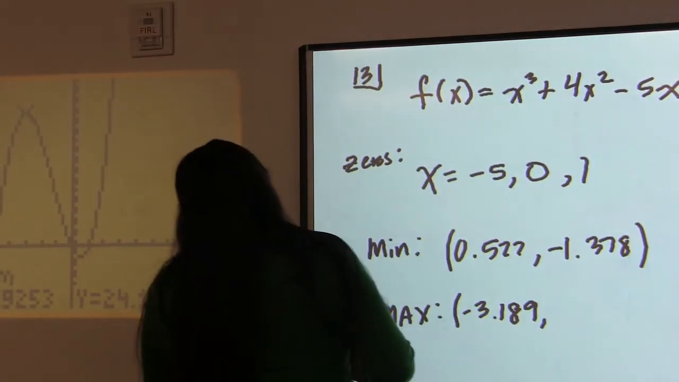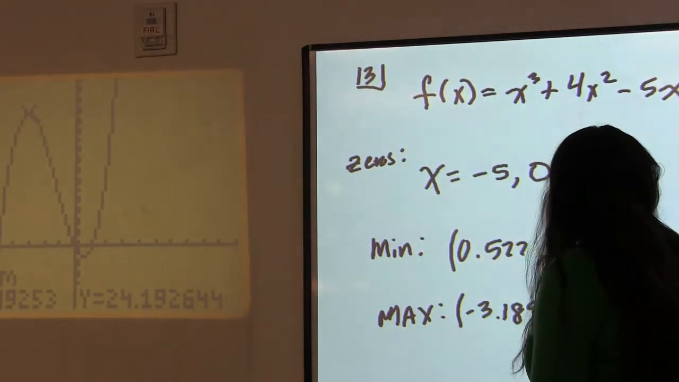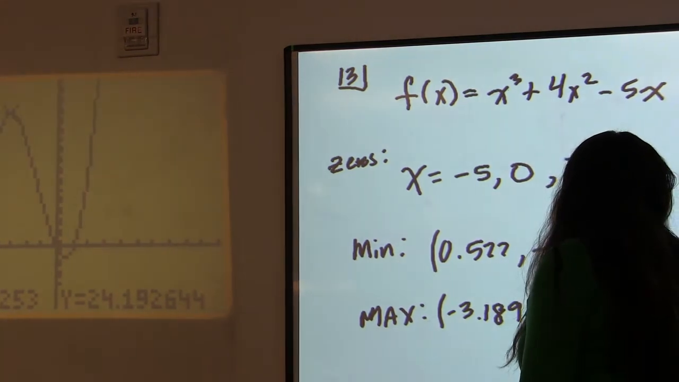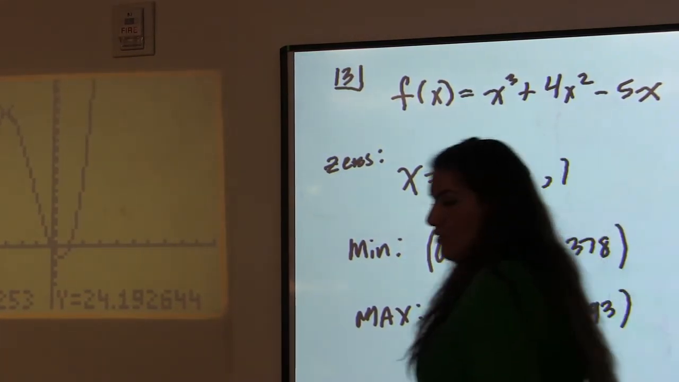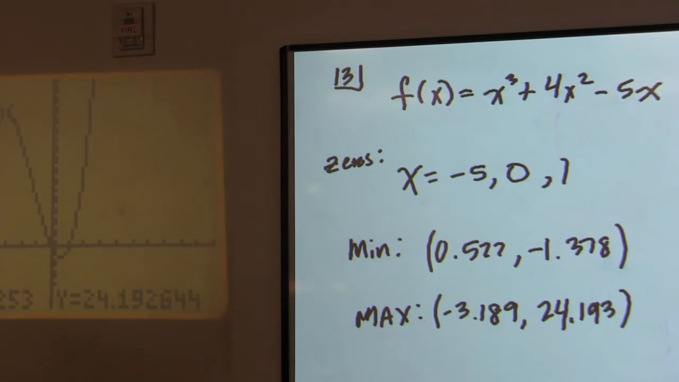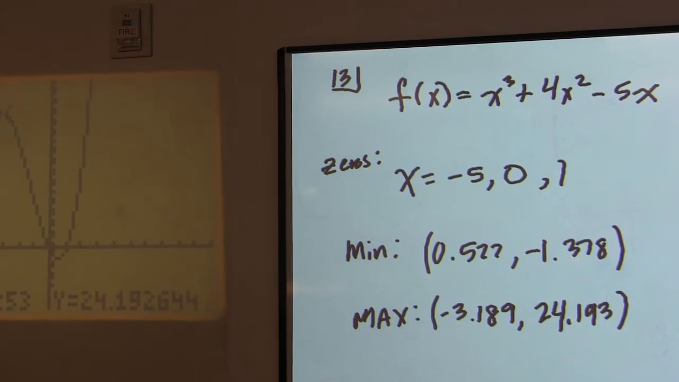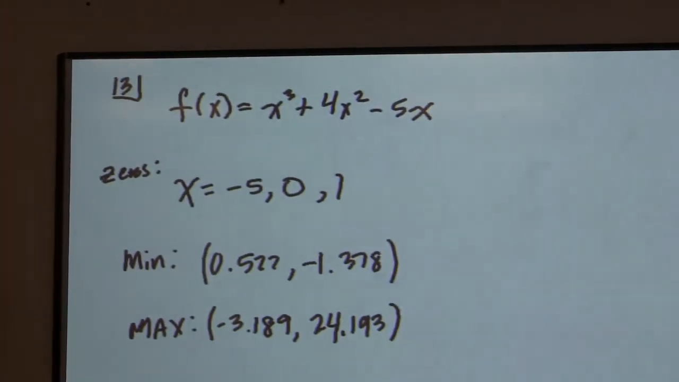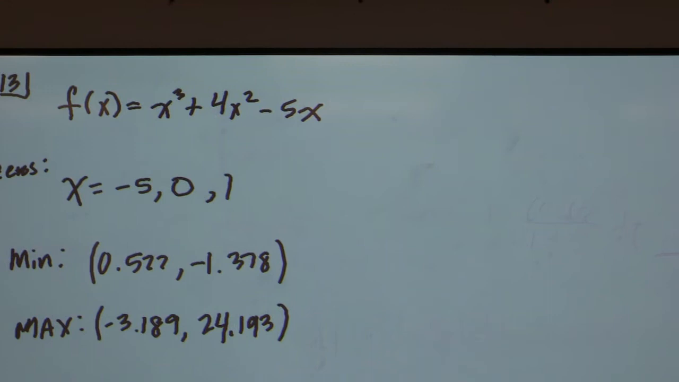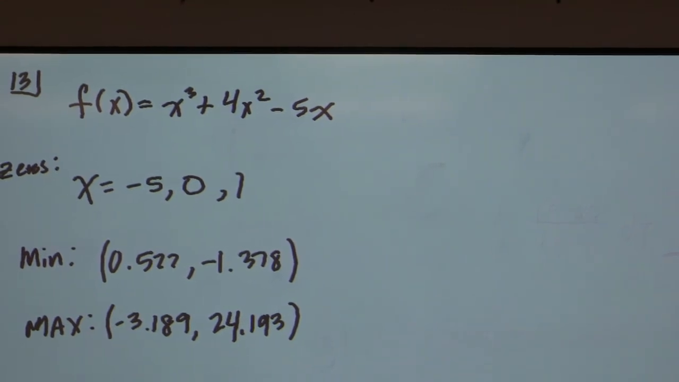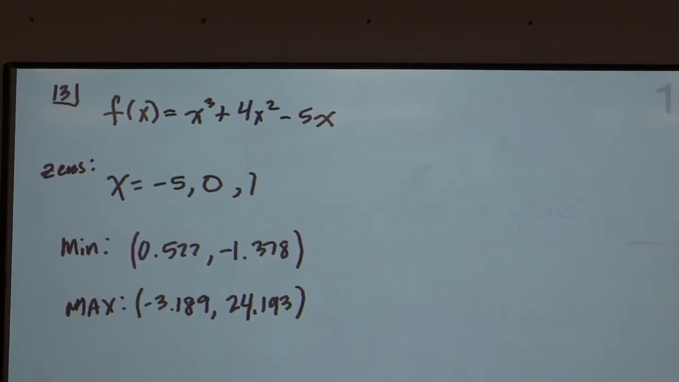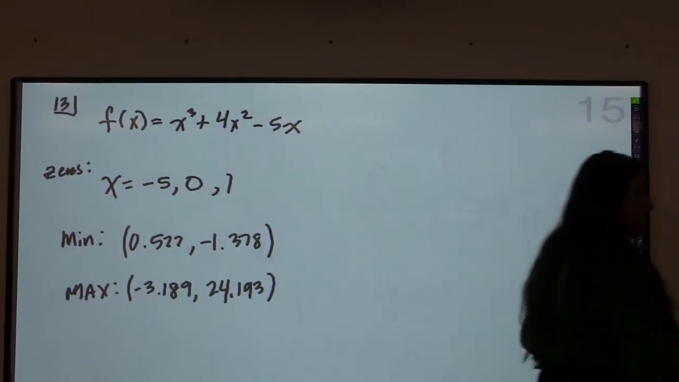And our y value is 24.193. And that is how you find max and min using the calculator for your homework. So now we will go back to our other screen here and continue with the examples for that. I will turn these lights back on.